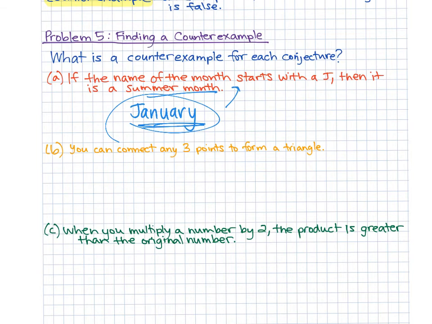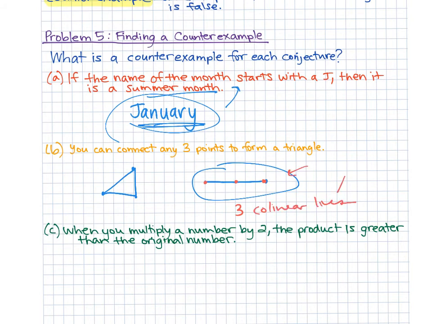Okay, and B, you can connect any 3 points to form a triangle. Well, here's 3 random points, there's a triangle, right? That looks fine. But what about if we have 3 points on a line, right? That does not make a triangle. So here's my counterexample right here. And sometimes it can just be a picture. Look at these 3 points. Here's an example of 3 points that do not form a triangle. They are called collinear. Or you could just write 3 collinear points. Either one, picture or words.